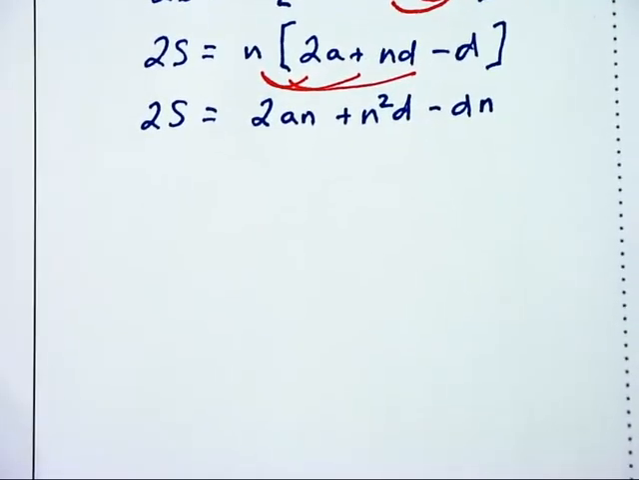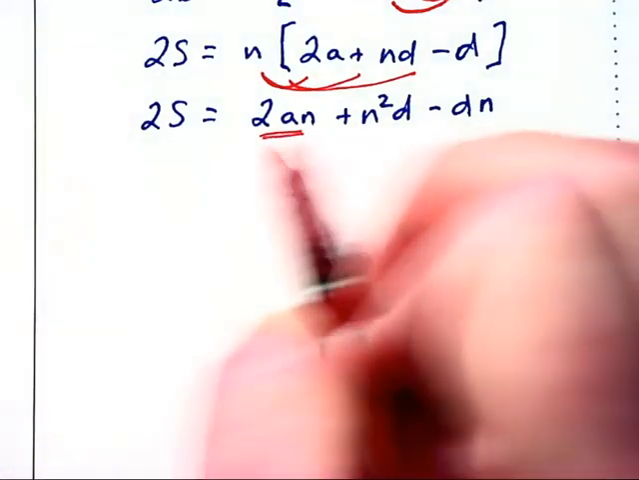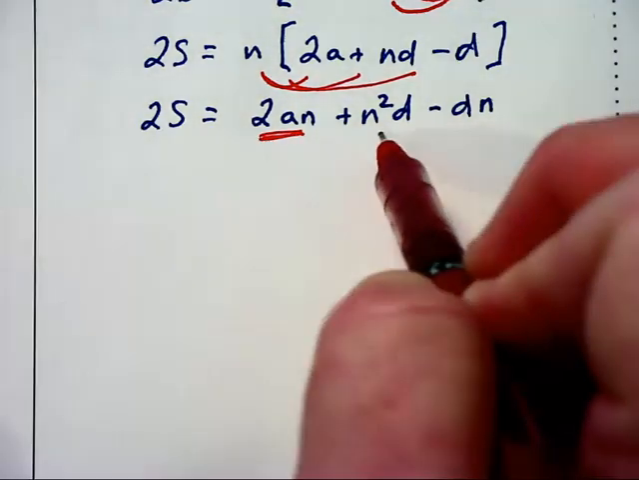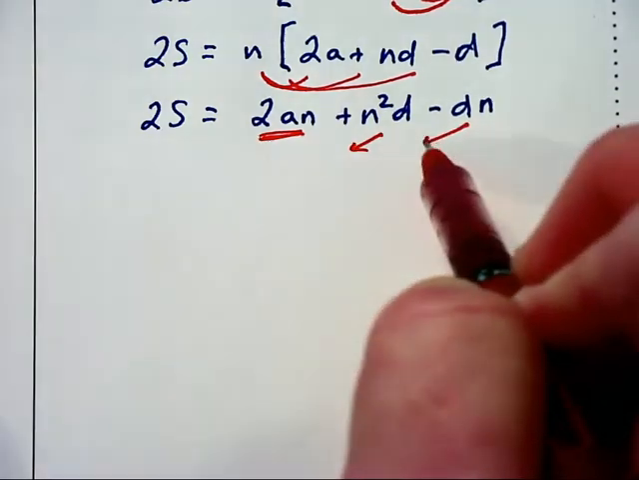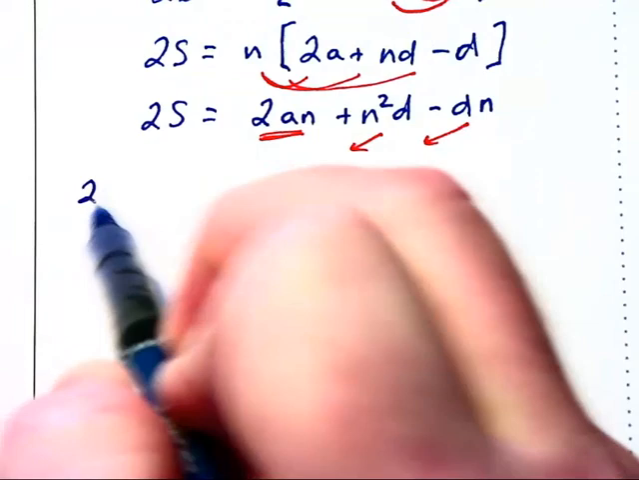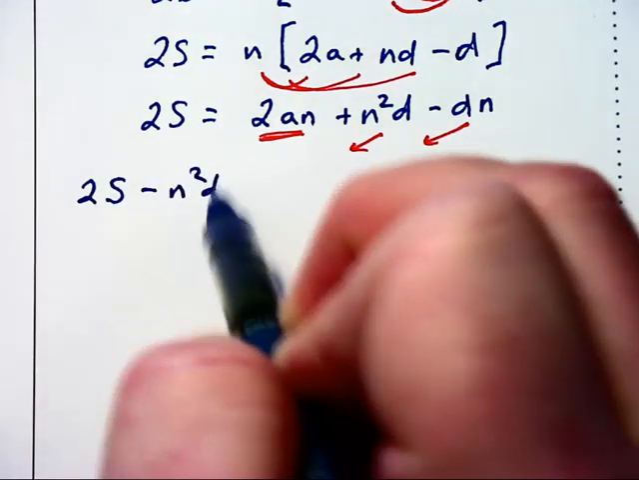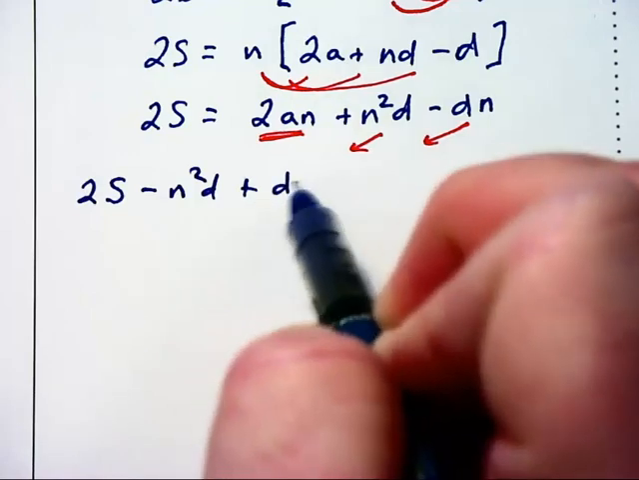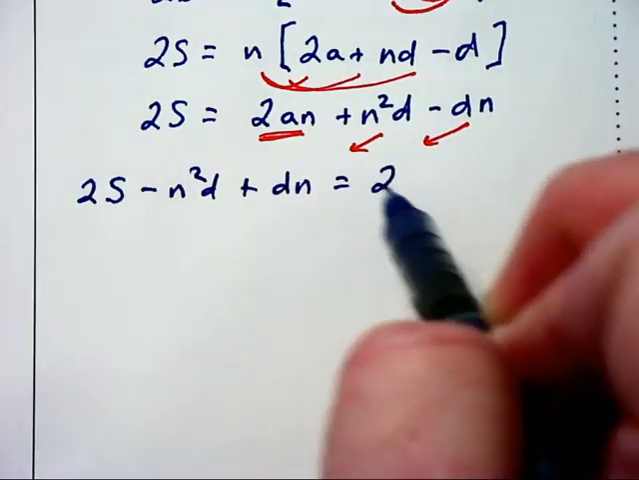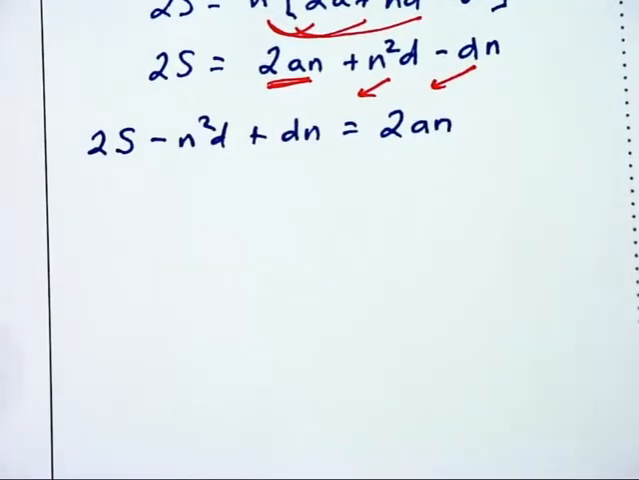Now it's time to isolate our variable. The a we're trying to solve for is in the 2an term, and so the other two terms need to be removed and brought to the other side. This will give us 2s minus the n squared d plus the dn equals the 2an on the right hand side. And please forgive me for not aligning my equal signs here.